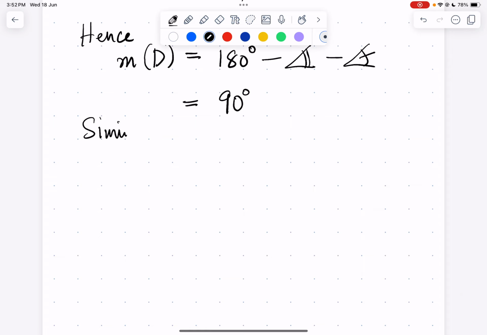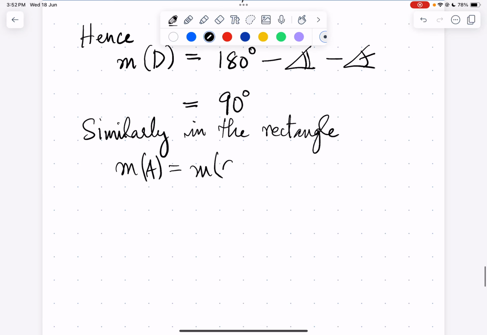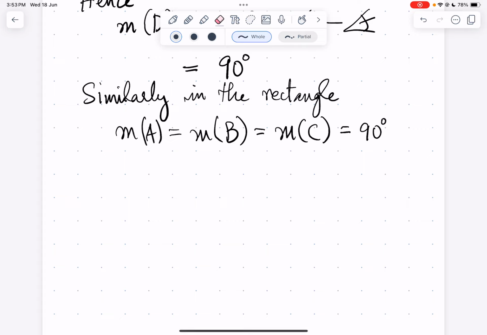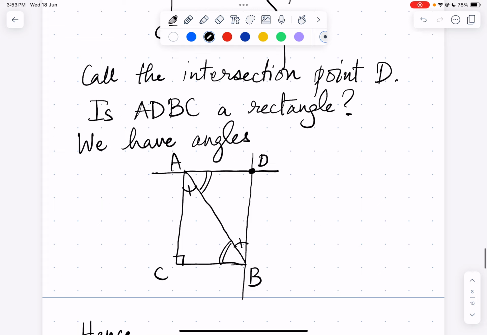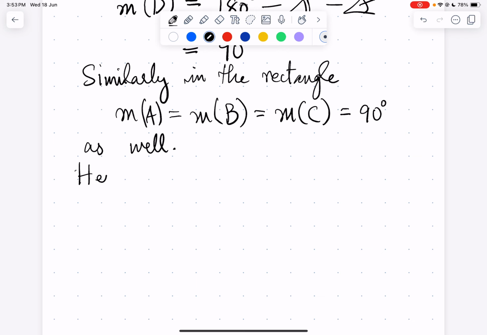Similarly, in the rectangle, the measure of the angle at A, the measure of the angle at C and the measure of the angle at B, all of these are 90 degrees as well. Hence our question, is ADBC a rectangle? The answer is yes. Hence ADBC is a rectangle.